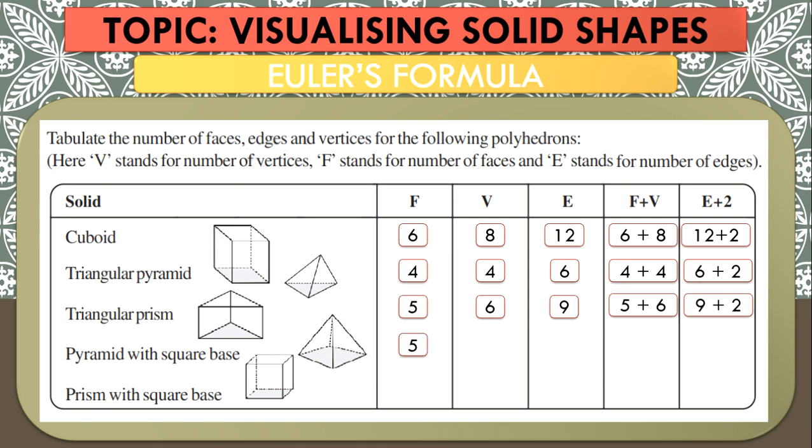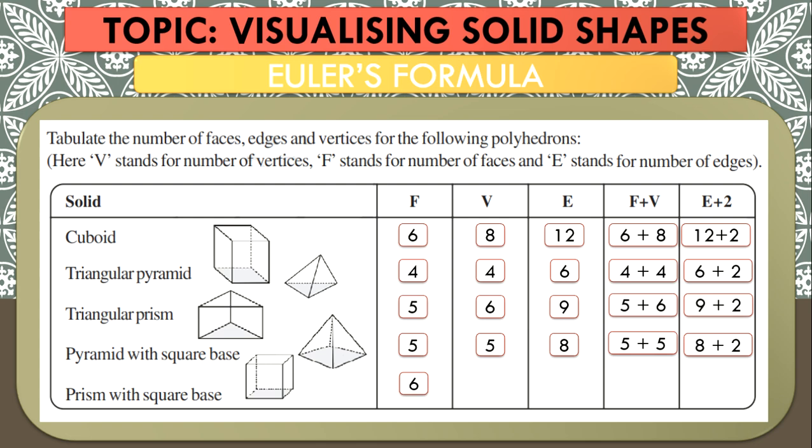Let us see the pyramid with square base. Faces 5, vertices 5, edges 8. F plus v is 5 plus 5, e plus 2 is 8 plus 2.